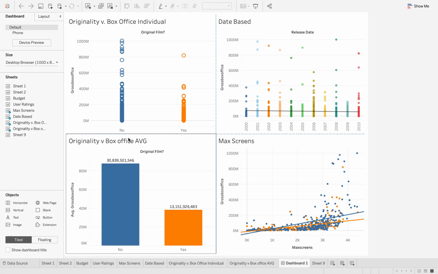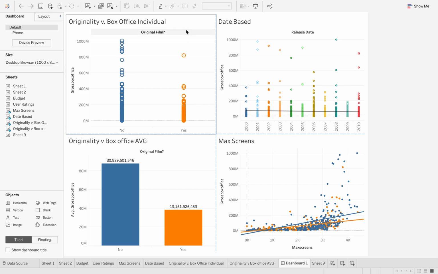Today I will be presenting my findings that I have found in Tableau. This is data from a spreadsheet containing information about movies, and I decided to get a little more specific on finding information on originality of movies. I have four visuals here titled Originality versus Box Office Individually, Originality versus Box Office Averages, Date Based, and Max Screens.